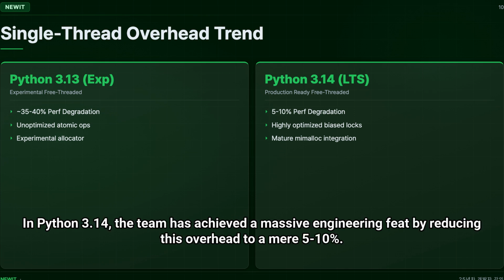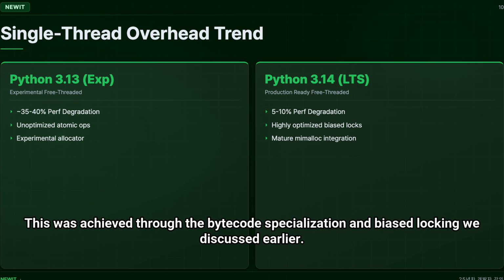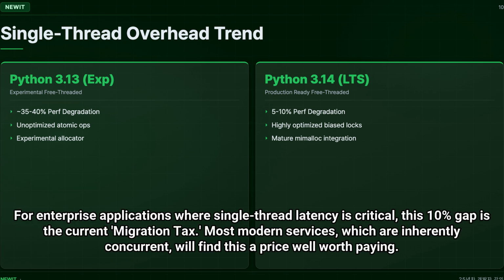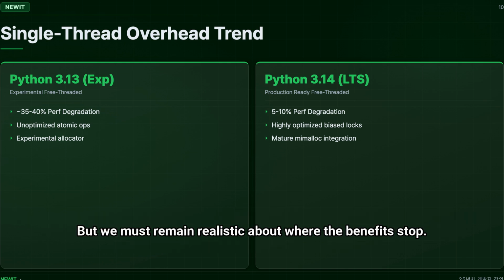In Python 3.14, the team has achieved a massive engineering feat by reducing this overhead to a mere 5-10%. This was achieved through the bytecode specialization and biased locking we discussed earlier. While 10% might still sound like a loss, the trade-off is the ability to unlock the other 90% of your CPU's potential. For enterprise applications where single-thread latency is critical, this 10% gap is the current migration tax. Most modern services, which are inherently concurrent, will find this a price well worth paying.